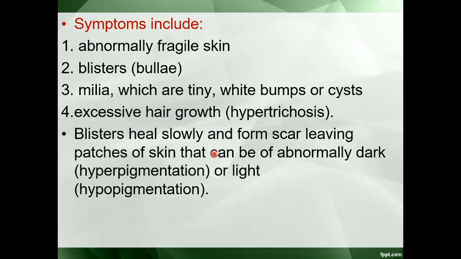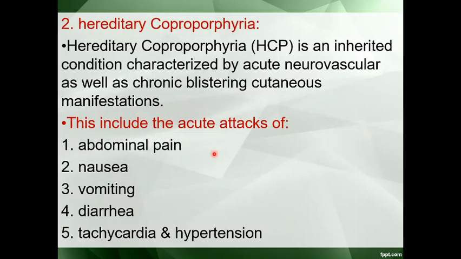Did you understand? Maybe you have seen, I have seen such people, that they have patches on the skin of brown, and which flake off just like scales when people sleep. They can be of abnormally dark hyperpigmentation of skin or light hypopigmentation. Sometimes the patches on the skin are of dark pigmentation, and sometimes of light pigmentation. Then the other type of the mixed porphyria is the hereditary coproporphyria.